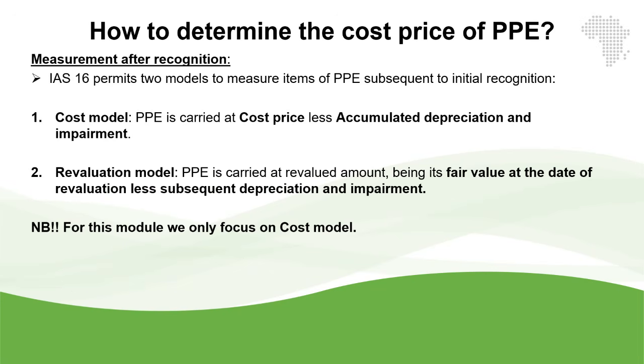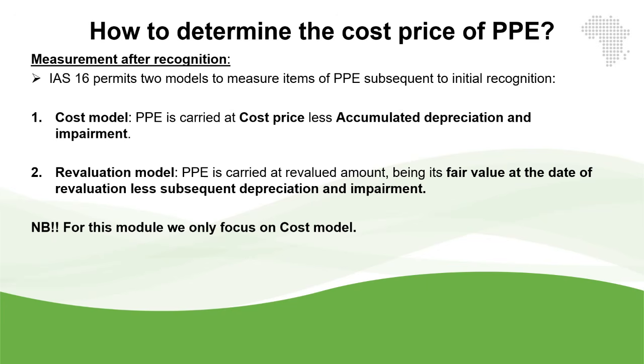Let's continue. So initially we spoke about the measurement at recognition, when we are recognizing the asset. But now let's look at the measurement after recognizing the asset. So the asset, now we have recorded it in our books. Then how are we going to measure it? So in terms of IAS 16, which is the International Accounting Standard 16, it permits two models to measure items of property, plant and equipment subsequent to the initial recognition. So that subsequent is after the initial recognition.